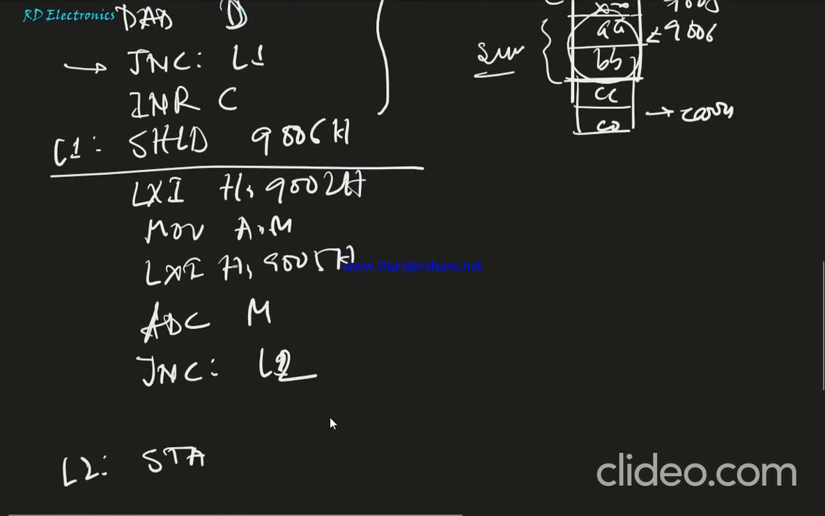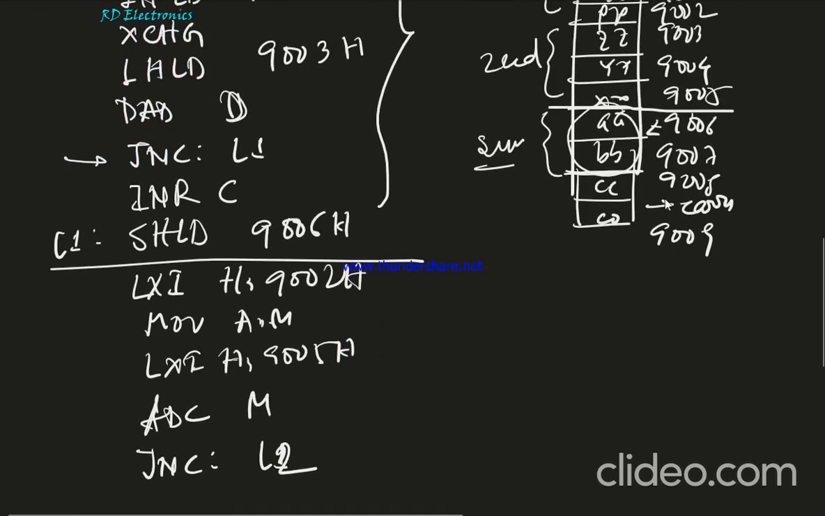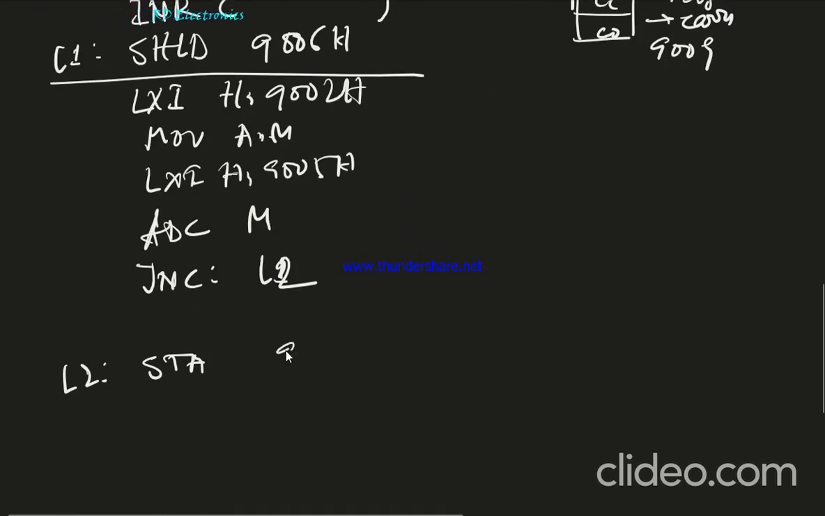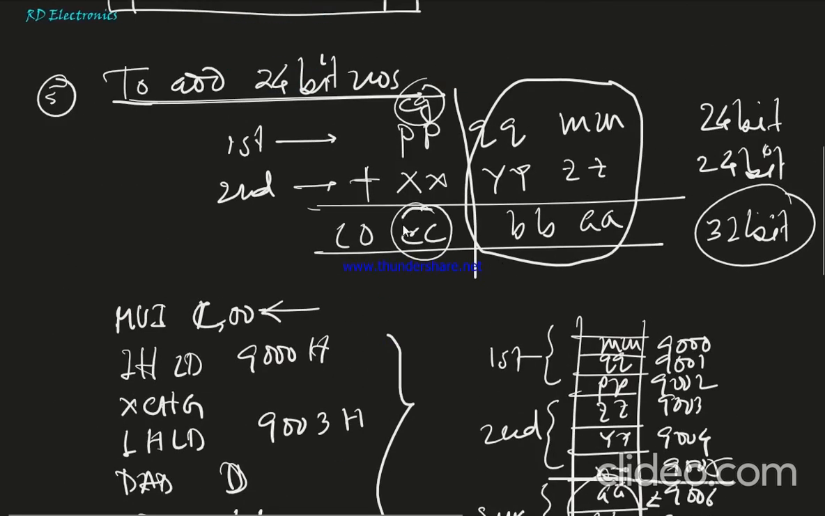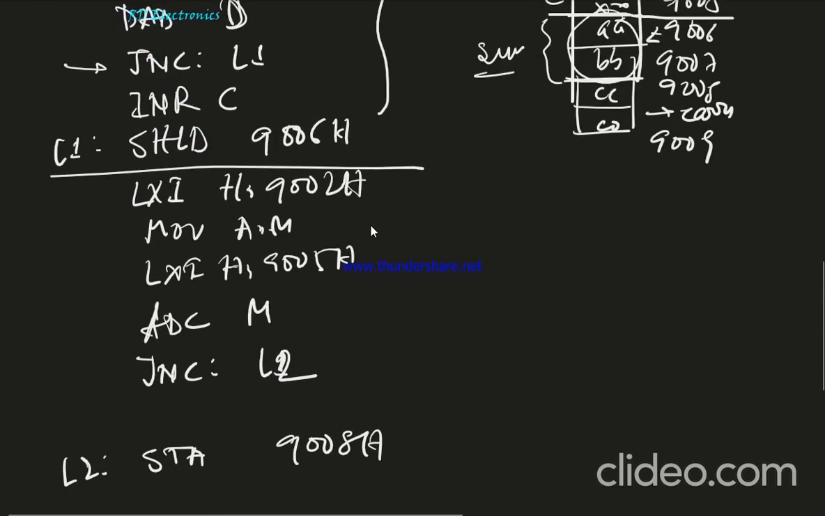Okay, so why 9008? Because the second number's summation is stored at 9006, 9007, and this is 9008, and the carry is stored at 9009. So our target is 9008. So store the result summation. That means what is the summation? The summation is equal to CC.